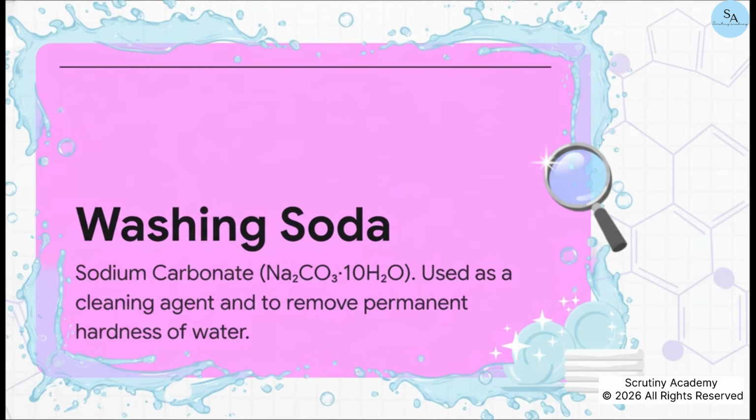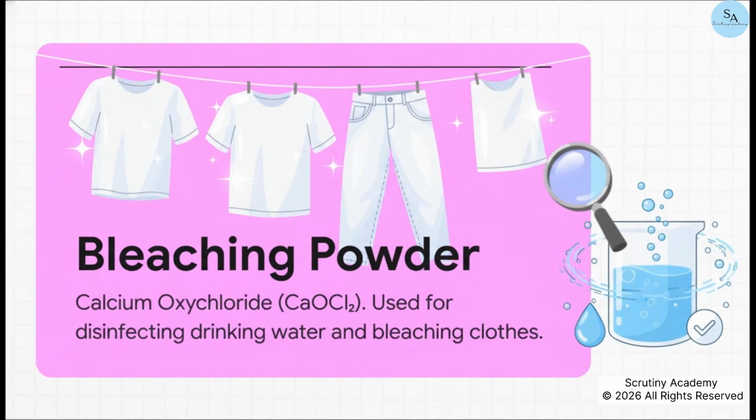That's sodium carbonate. And don't forget its formula has that little dot 10H2O attached to it. Its main job? A super powerful cleaning agent. Then there's bleaching powder, CaOCl2. The name pretty much gives it away. It bleaches stuff. But it also has another really important job, disinfecting water to make it safe to drink.